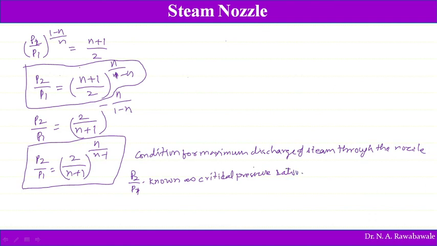Now if the n value is known to us, for example, otherwise we will see it in the next lecture. So this is the condition for maximum discharge. We stop here. In the next lecture we will discuss the maximum discharge and velocity at maximum discharge. Okay, so this is how the derivation for the condition for maximum discharge of steam through the nozzle is derived.